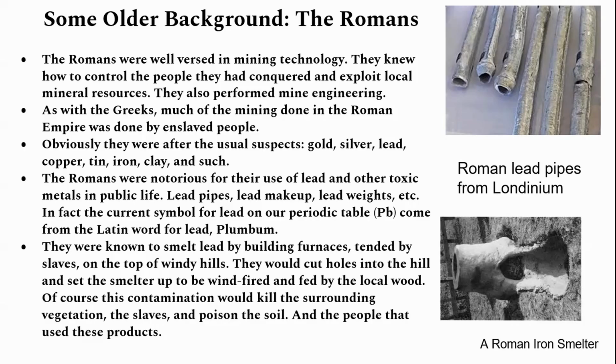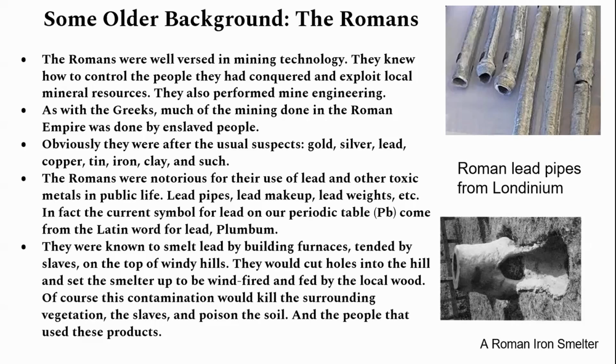They were known to smelt lead by building furnaces tended by slaves on the top of windy hills. They would cut holes into the hill and set the smelter up to be wind fired and fed by the local wood. Of course, the contamination killed the surrounding vegetation, the slaves, and poisoned the soil, and probably the people that used the stuff that they made.